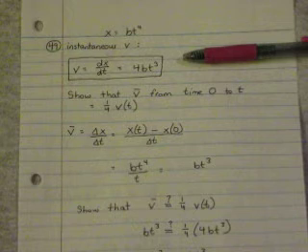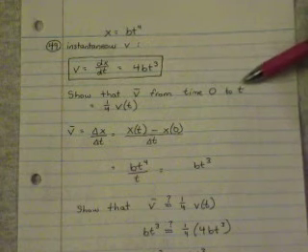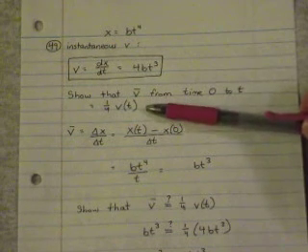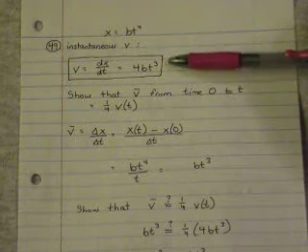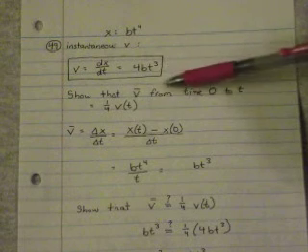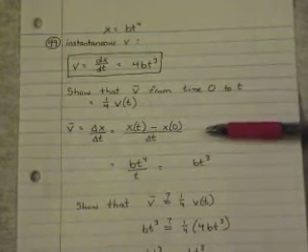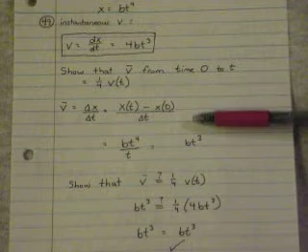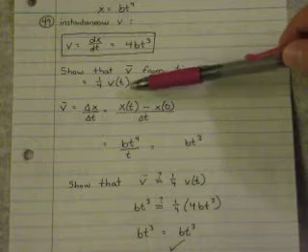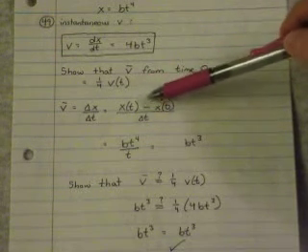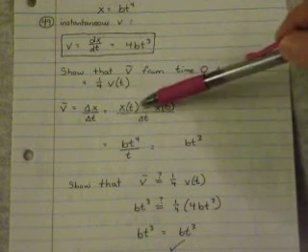Now, the second part says show that the average velocity in the time interval from 0 to t is equal to 1/4 of the instantaneous velocity at time t. Well, we already solved for the instantaneous velocity at time t. Now we need to show that average velocity over this interval is 1/4 of this. So, here's how I did it. Average velocity is delta x over delta t. Delta x is change in position, so final position, x at time t minus x at time 0, over delta t. So what is x at time t?